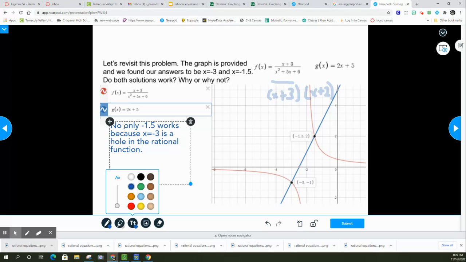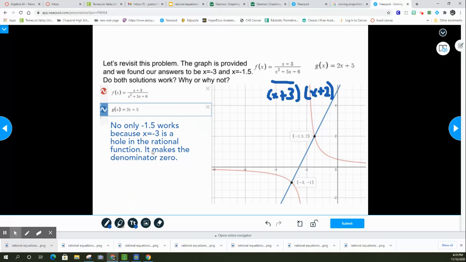It makes the denominator 0. I mean, I should just say it's a point of discontinuity. We can't have a point of discontinuity be a solution to a rational equation. So we've always got to check our work, even when we're solving graphically.